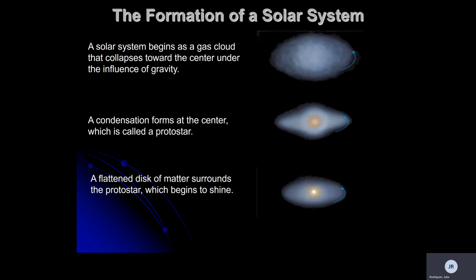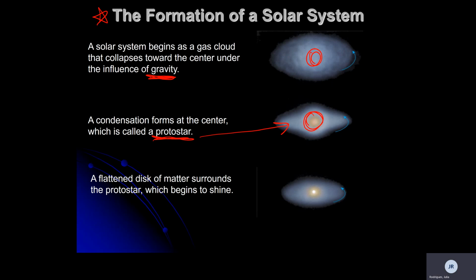So formation of our solar system, really important here, this slide we're going to talk about. Our solar system begins from a gas cloud that collapses in our center due to gravity. So the influence of gravity has our collapse here, and the condensation forms at the center, and this is going to be called our protostar. So right here, this is our protostar.